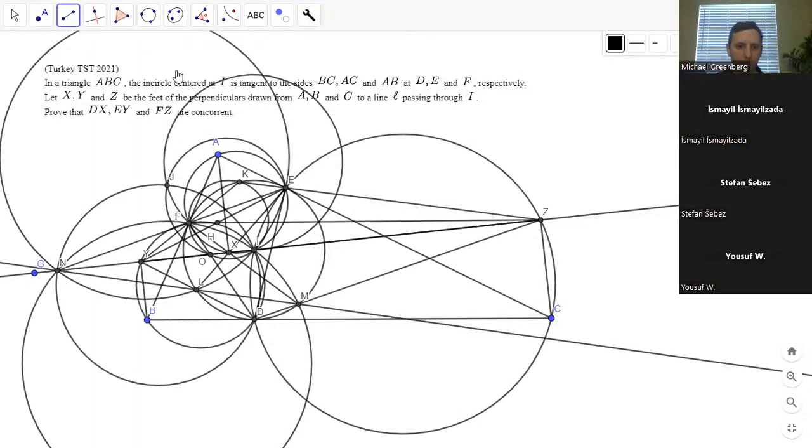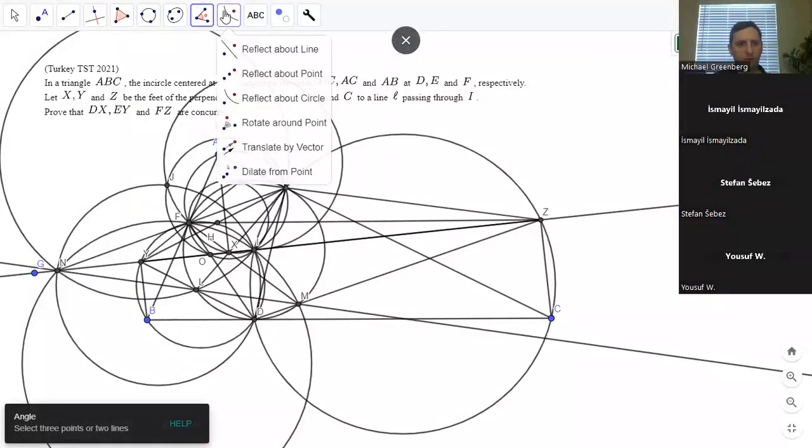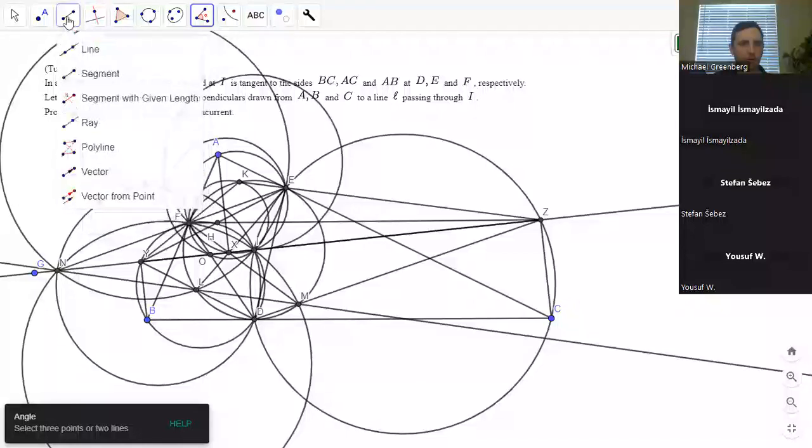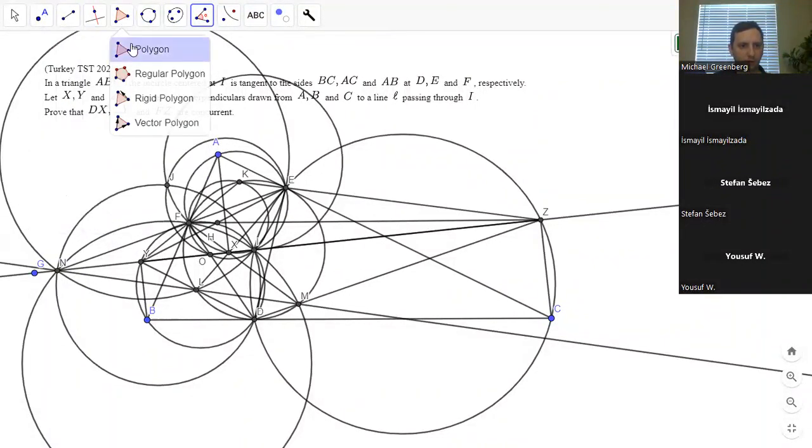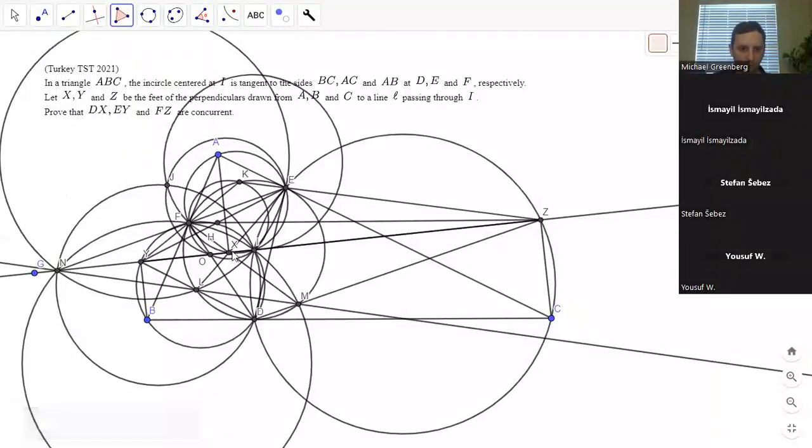That might be a little tricky. So ML and EF meet at N. Yeah, would that work? Let's see. We have to make sure everything's defined right. So I'm going to try to color in those two polygons. So we'd have XML and then DEF.